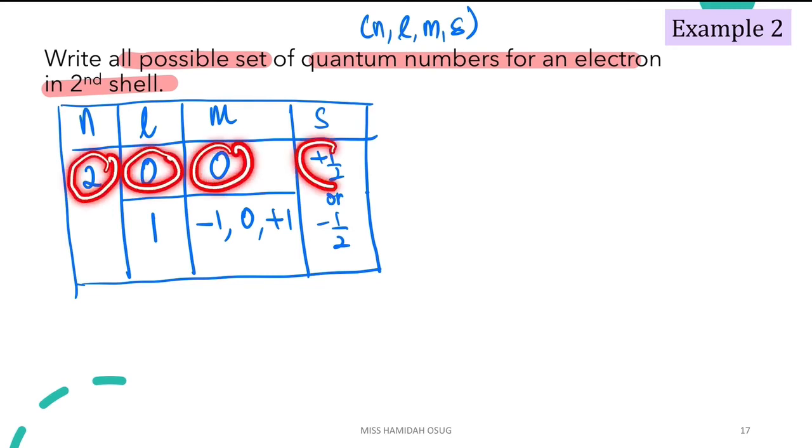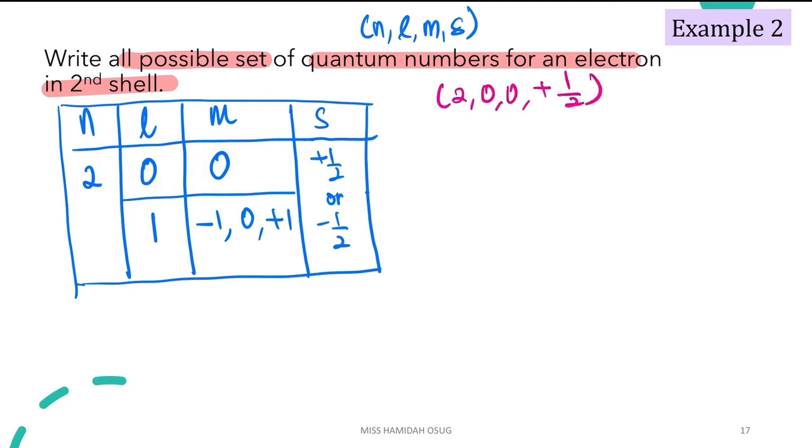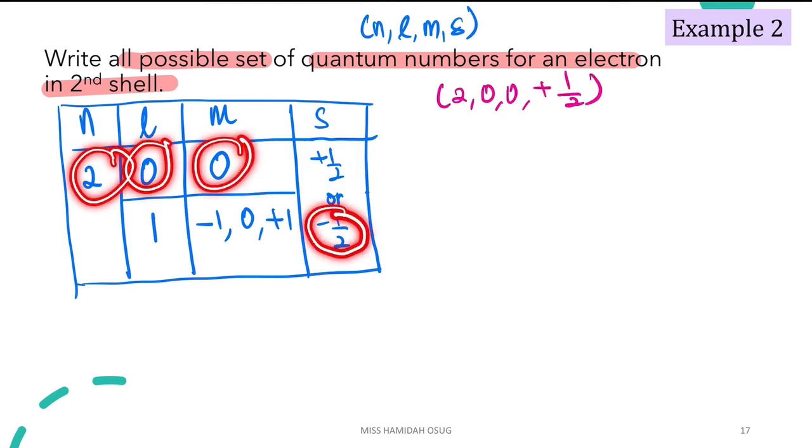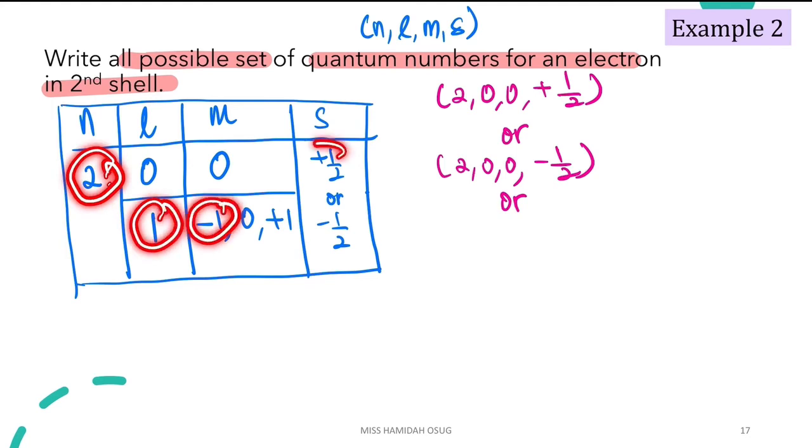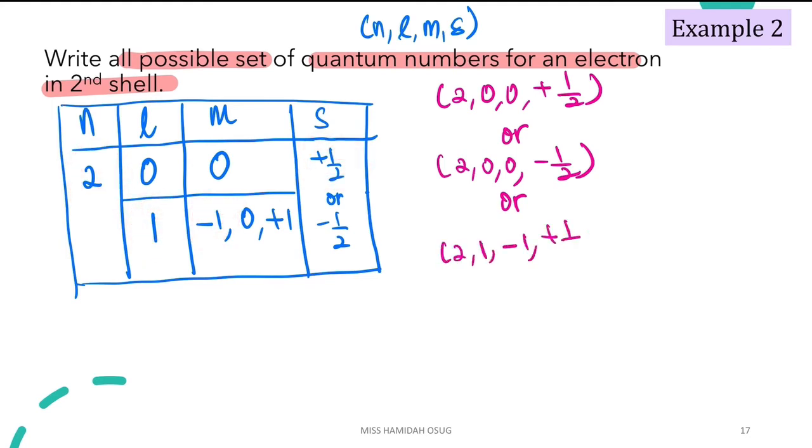So let us list down all the possible quantum numbers for the electron. The first one should be 2, 0, 0, positive half. Next one should be 2, 0, 0, negative half. And then 2, 1, negative 1, positive half. And then the next one, 2, 1, negative 1, negative half.